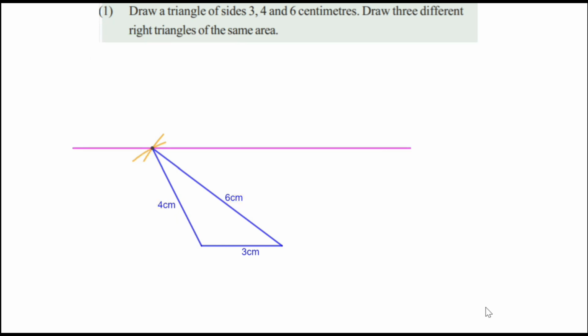Now we have to draw three right triangles of the same area. Let me take 90 degrees at one end of the 3 centimeter side and draw a line. Mark the point of intersection of this line with the parallel line. Now join that point of intersection to the other end of the base. This is the required triangle. It's a right triangle because this angle is 90 degrees, and the area of this triangle is equal to the first triangle because the base is the same and the third vertices are on a line parallel to the base.